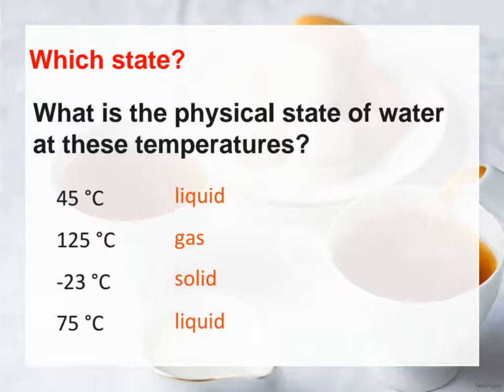To sum up, at 45 degrees Celsius, water will exist as liquid. At 125, water will exist as gas. At minus 23 degrees Celsius, water will exist as solid. At 75 degrees Celsius, water will exist as liquid.